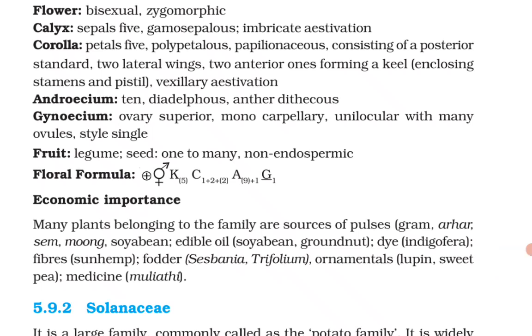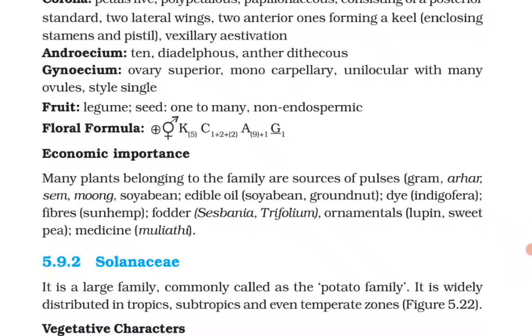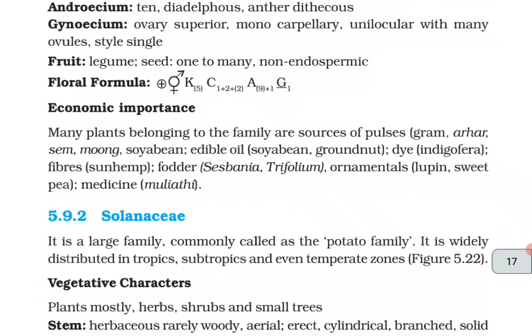Androecium: 10, diadelphous, anther dithecous. Gynoecium: ovary superior, monocarpellary, unilocular with many ovules, style single. Fruit: legume, seed 1 to many, non-endospermic. Floral formula, this is, and economic importance.